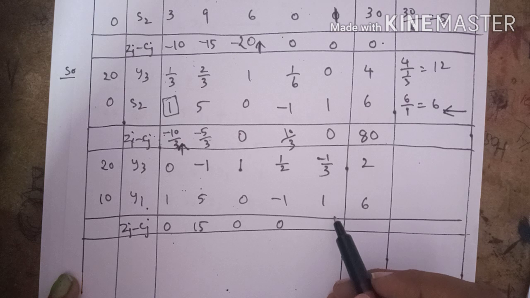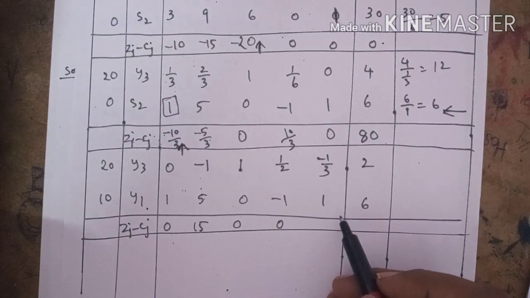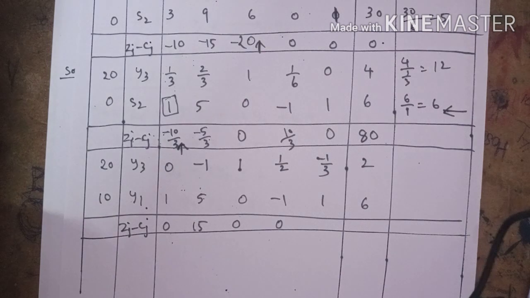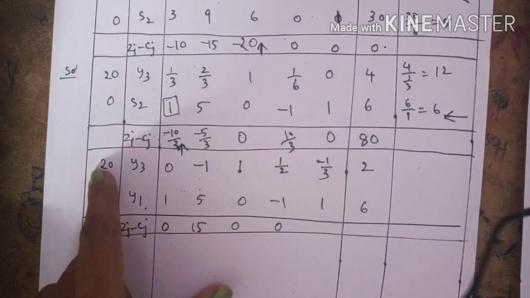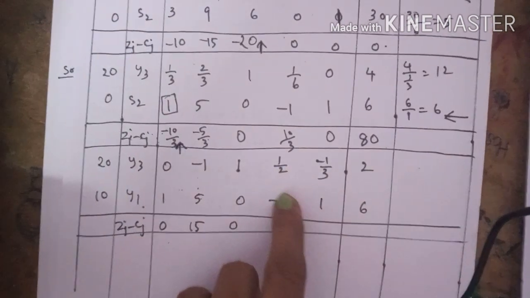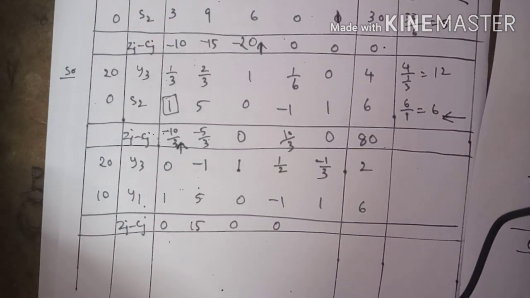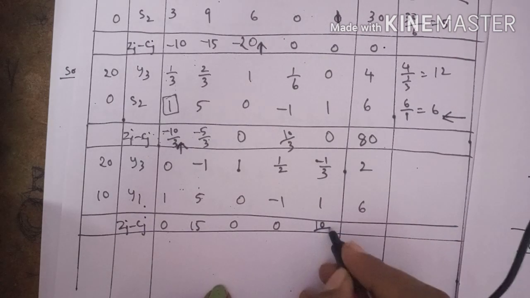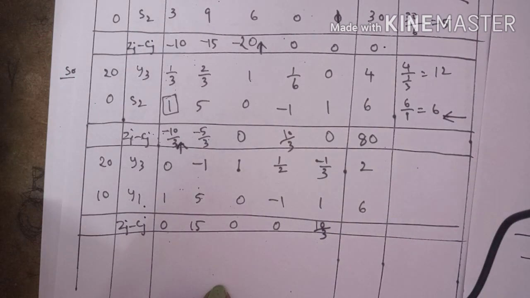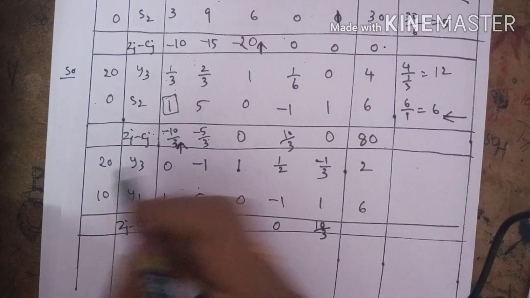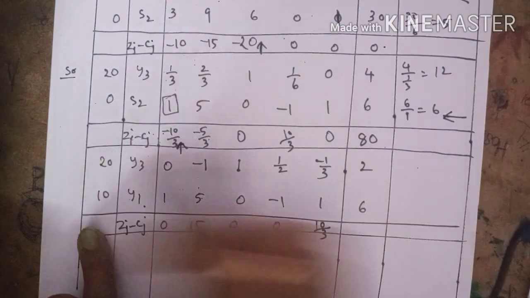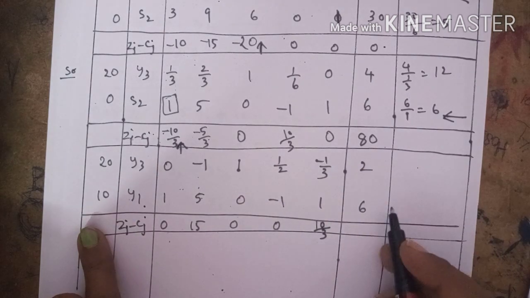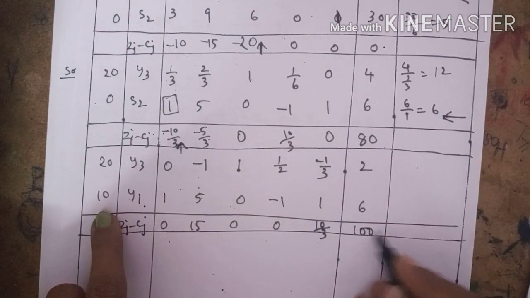Here 20 into minus 1 by 3 is minus 20 by 3 plus 10 minus 0. LCM is 3, minus 20 plus 30, that is equal to 10 by 3. 10 by 3. The last column: 20 into 2, 40, plus 10 into 6, 60. 60 plus 40 is 100.